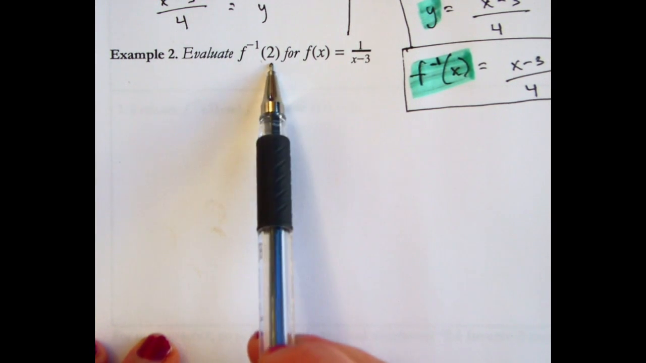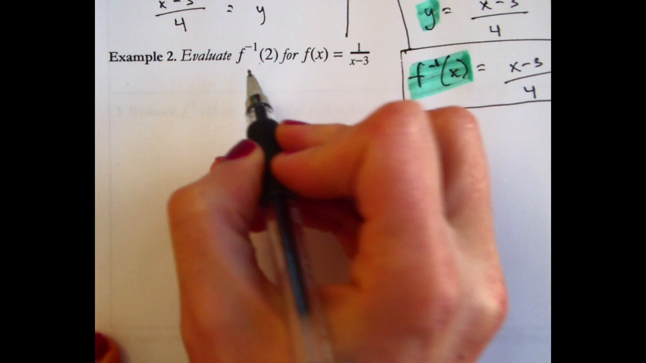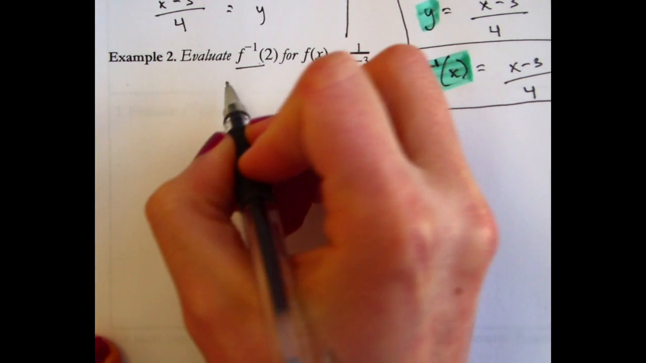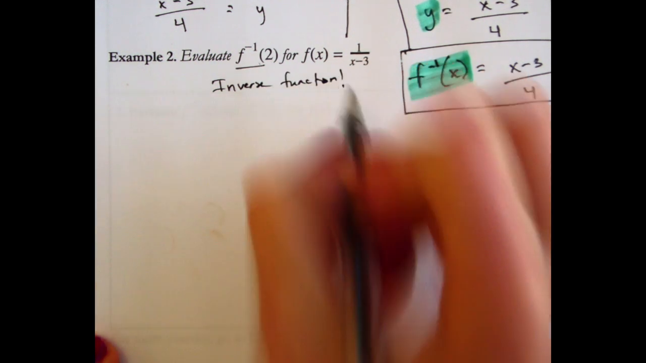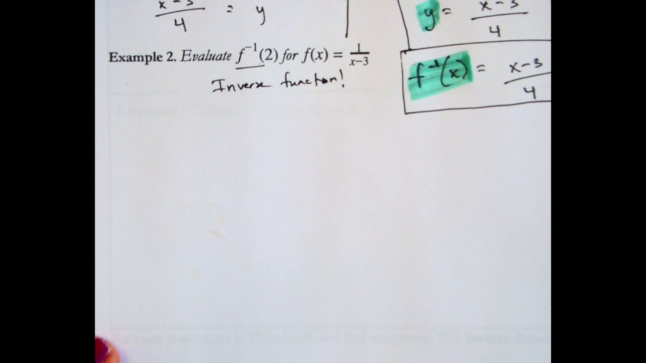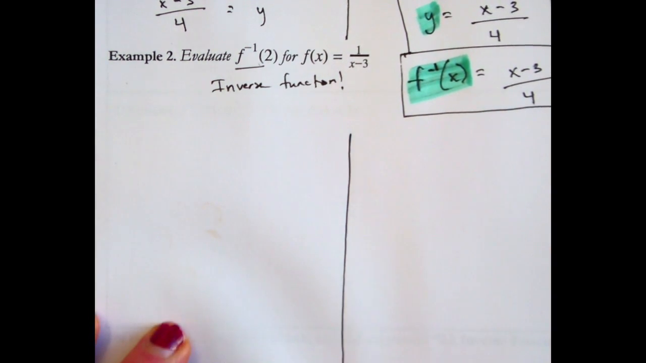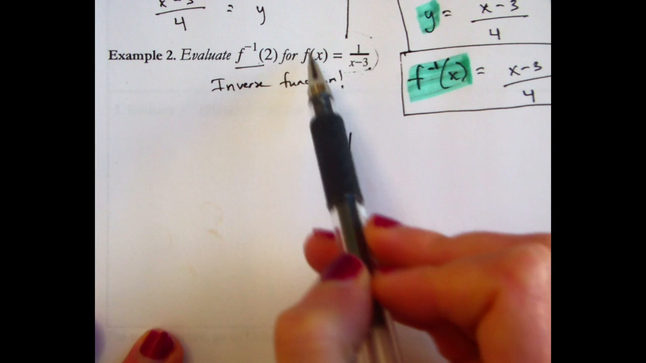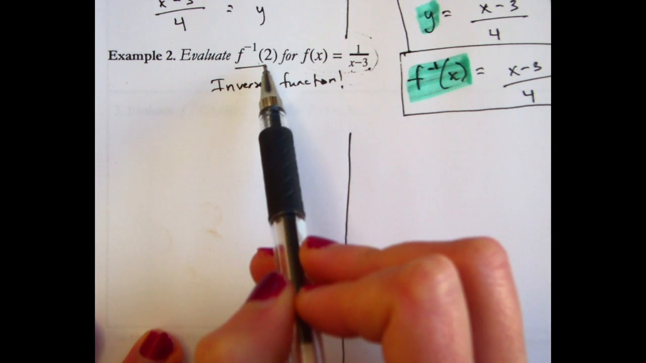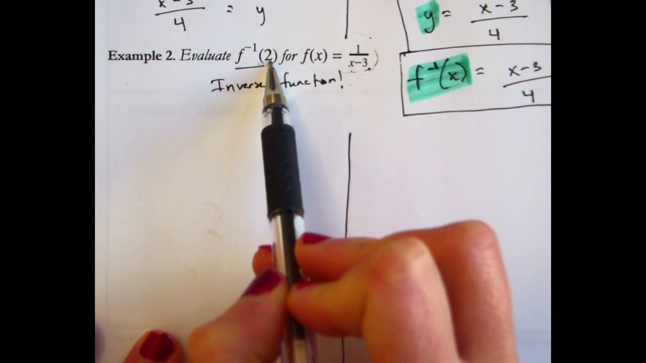So it's saying the inverse of f of 2, for f of x equals 1 over x minus 3. Immediately, because I see that superscript -1, I know I'm going to be finding some sort of inverse function. My definition of inverse function is flipping my x and my y, or switching my inputs and my outputs. So let's start with this equation that I'm given. I'm going to find the inverse of this function, and then plug in 2 as my input into my inverse function.